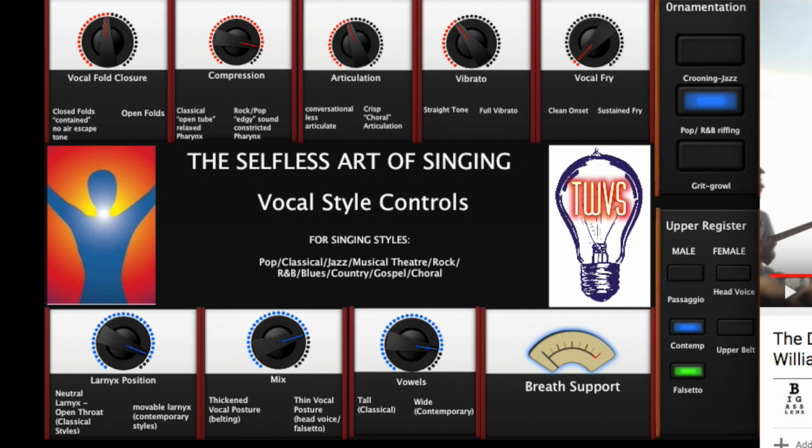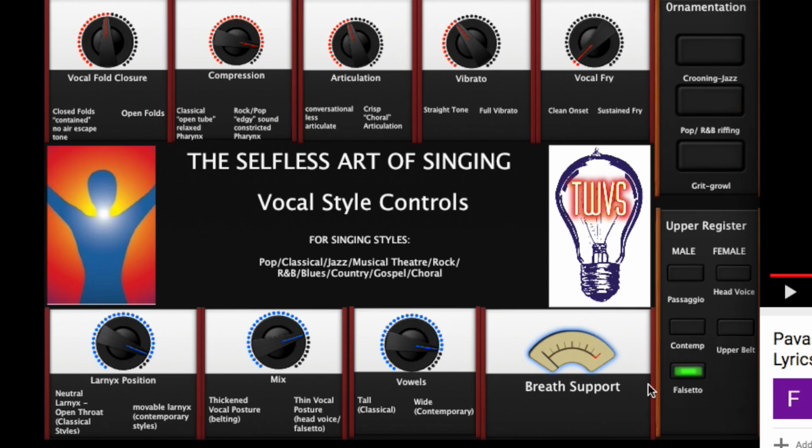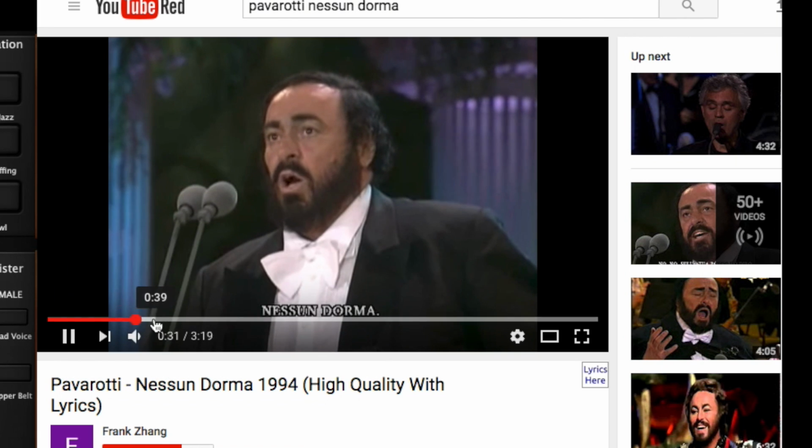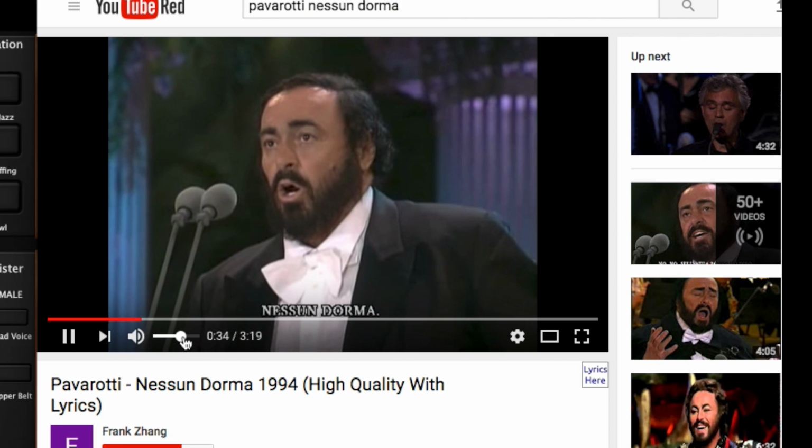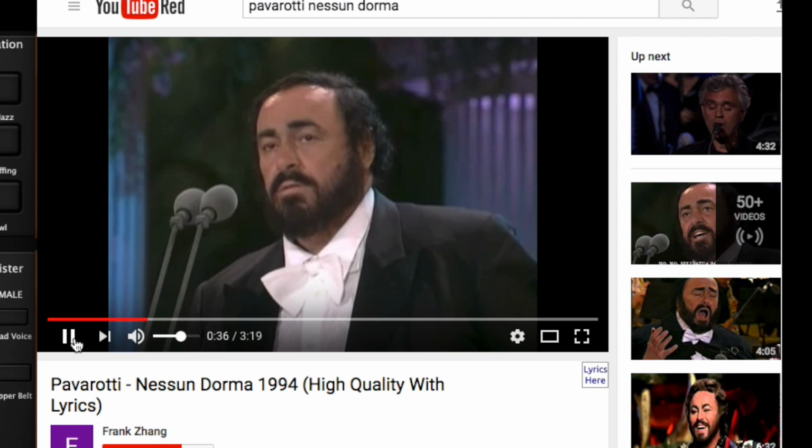Now let's move to Pavarotti. This is a complete gear switch here. All right, let me take off these buttons. So let's start off with a little Nessun Dorma. And what are the differences we're hearing already?